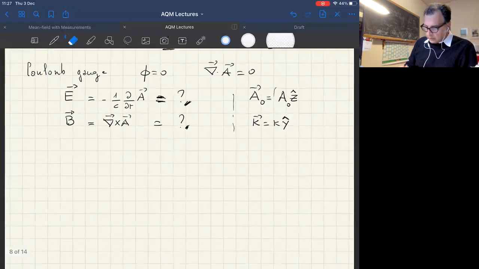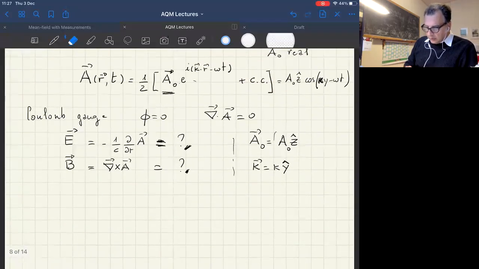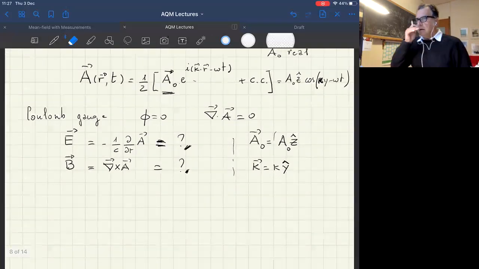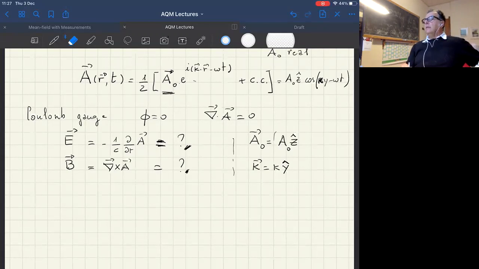Okay, very good. So you determine the values of E and B, okay? Now you see, this is the periodic perturbation, okay?